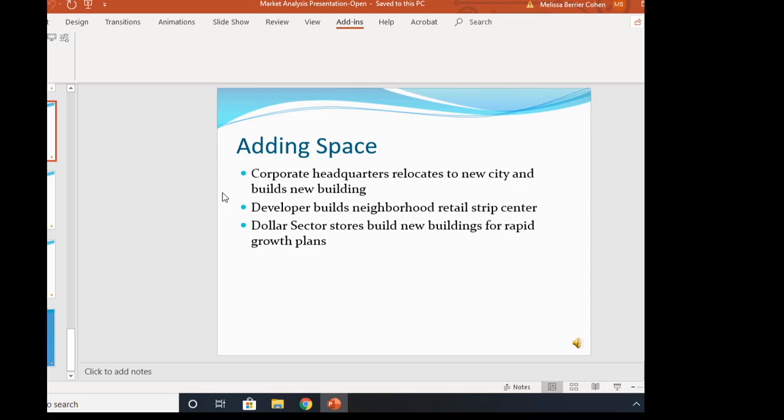And another thing to consider are the dollar sector stores. They build new buildings and they have rapid growth plans, both for the companies, Dollar General and Dollar Tree, and they obviously still own Family Dollar stores as well. They're roughly 9,000 square feet, so they can open those buildings fairly quickly, and they've got that down to a science. So is that going to serve your community well or not?